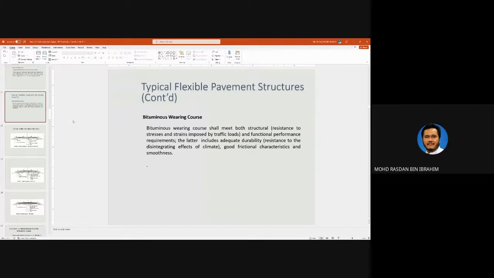The bituminous wearing course, the topmost layer, shall meet both structural and functional performance and have adequate durability, good friction characteristics and smoothness as well to give you comfort. You need to have friction, but not too high, where it sacrifices the smoothness and the ride quality. So the other important characteristic of this layer is that it must be waterproof, if it is not porous pavement, of course.